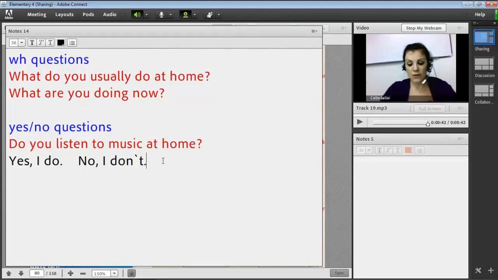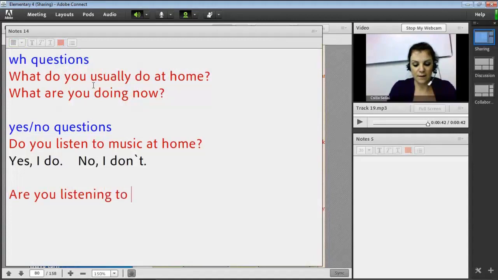What about a yes or no question in the present continuous? Give me an example. In the present simple, the helping verb is do. What is the helping verb in the present continuous? The verb to be. So let's say if the subject is you, then we say are you listening to music? Are you listening to music? I really hope you aren't.